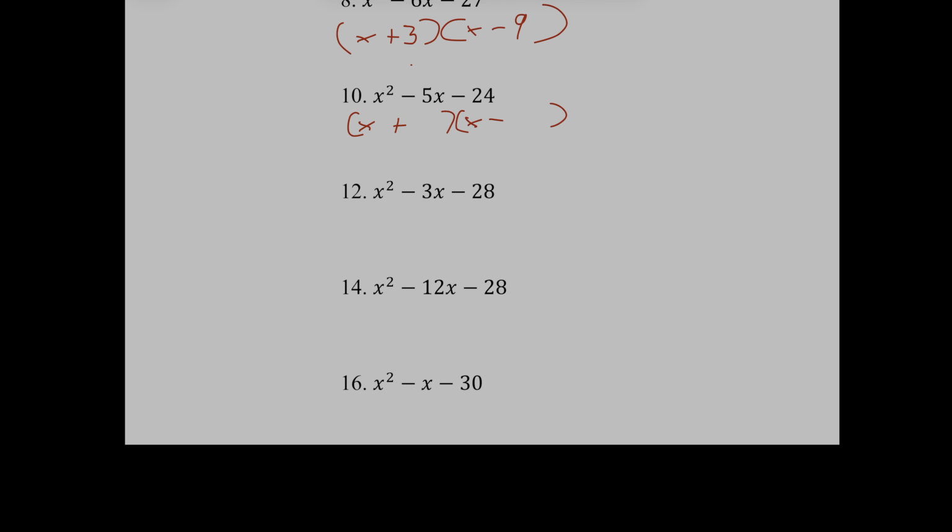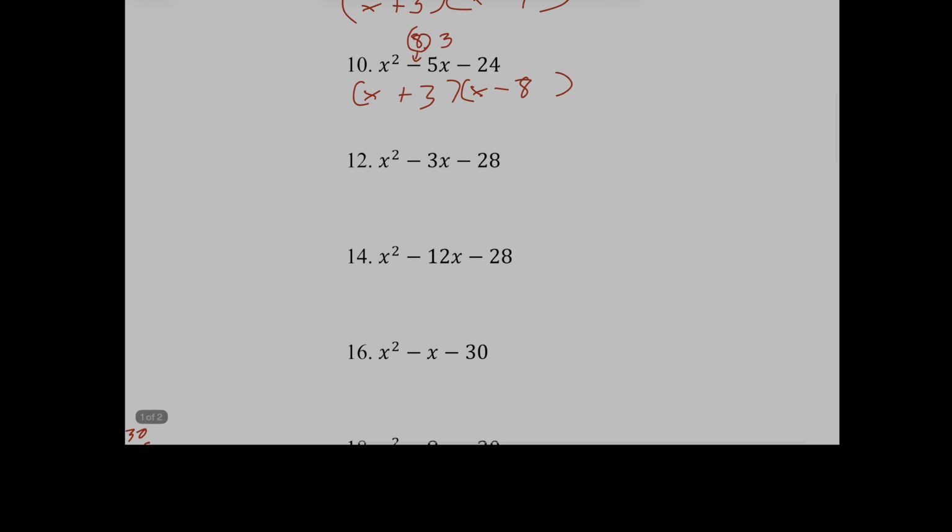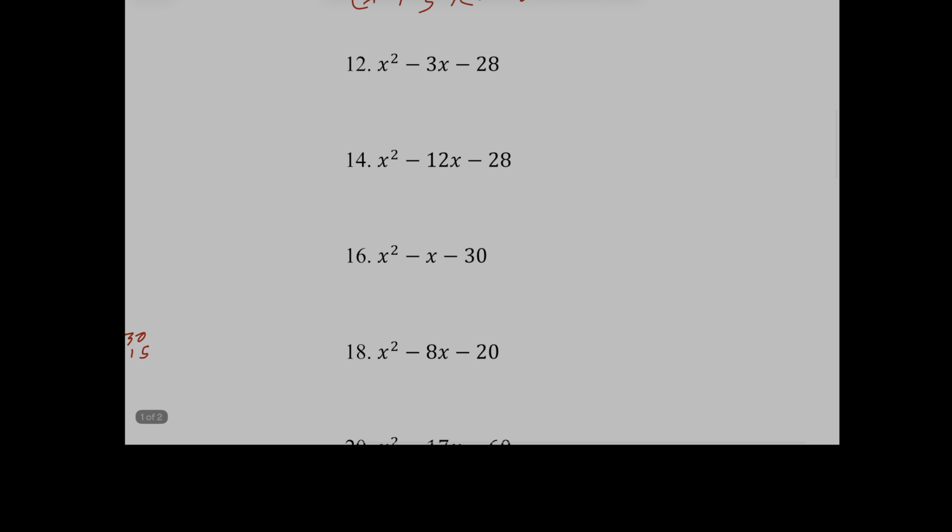24, what multiplies to 24? 8 and 3, okay, and subtracts to 5. The bigger one gets the sign of the middle, 8 and 3. Now, if you notice, the left column was all plus in the middle. This one's all minus in the middle. In B and C, we're going to mix those up, okay? But right now, I'm just trying to make this very clean for you.